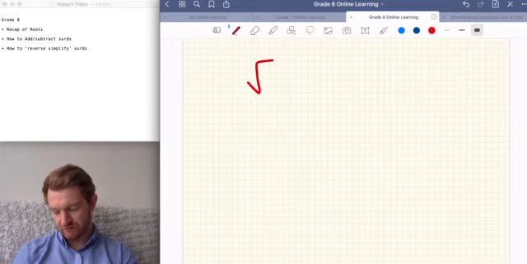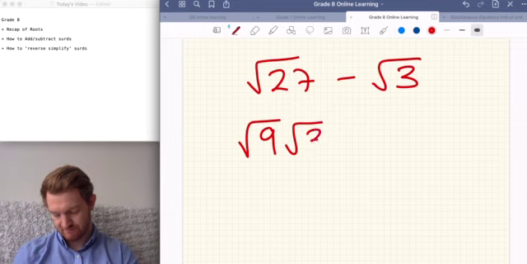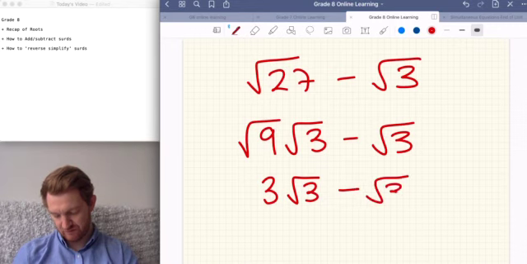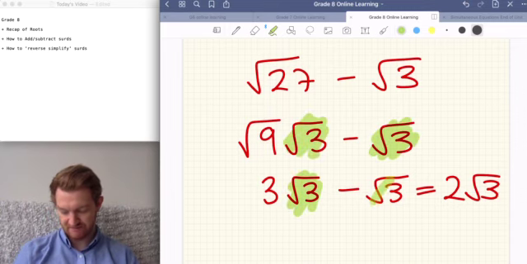When you've got roots of different values, then you have to simplify first by making the same base. And then you say, well, I've got 3 minus 1 is 2. So the key thing here when you want to add and subtract is they need to be in the same base.